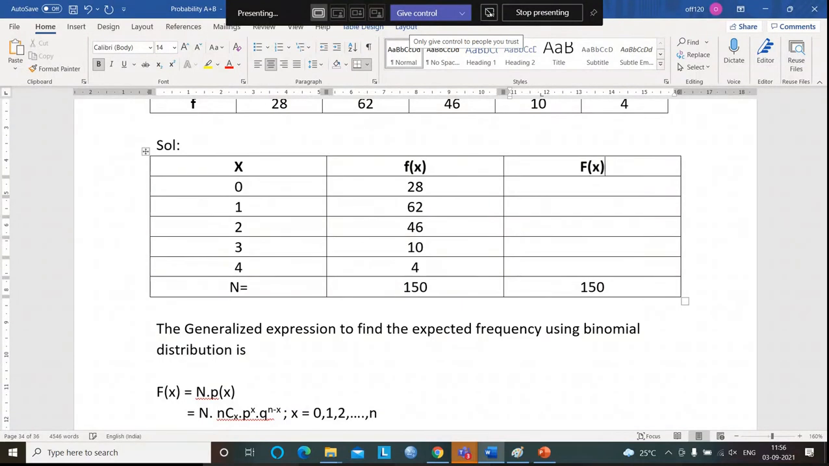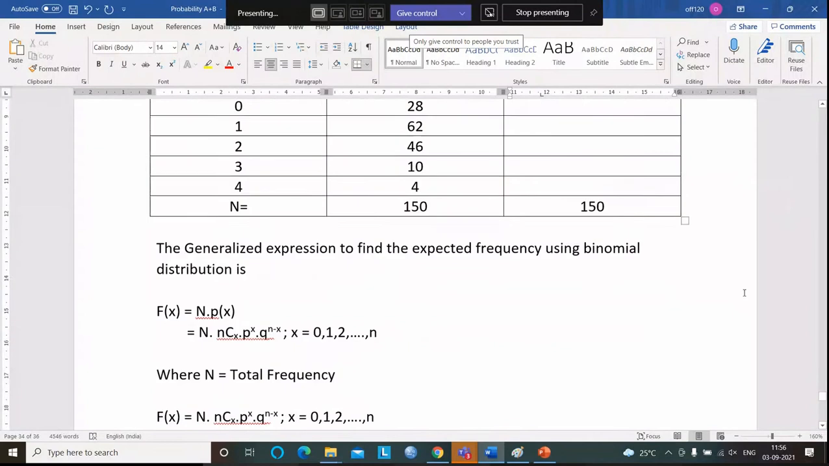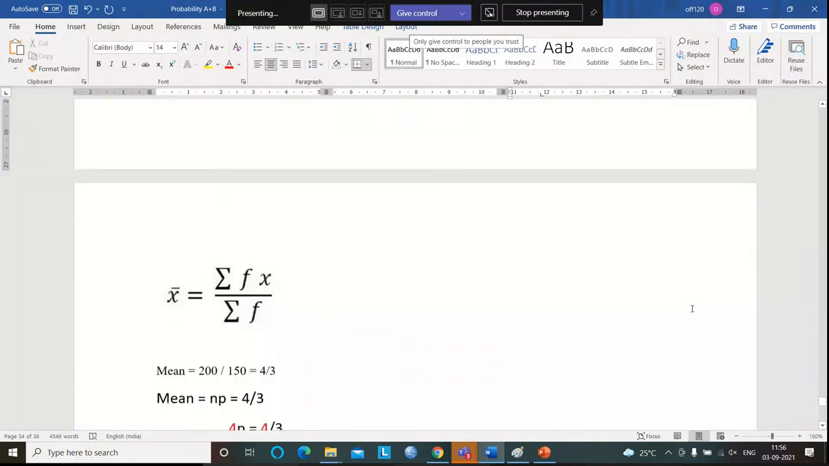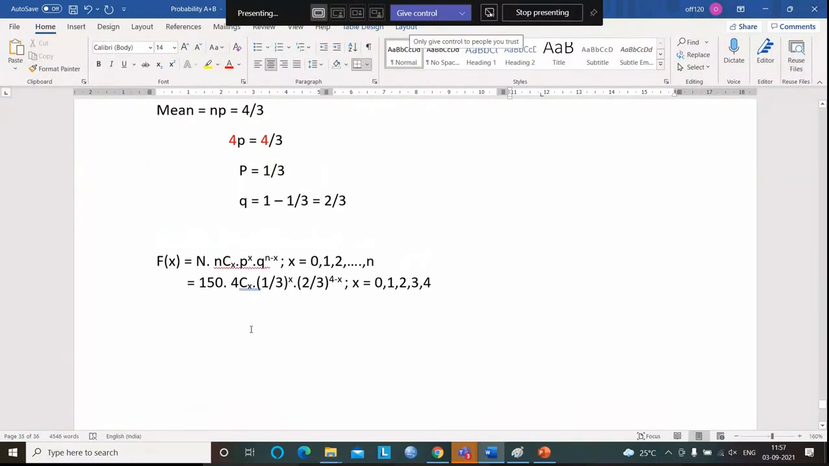What do you mean by x here? x is equal to 0, 1, 2, 3, 4. When x is equal to 0, what is the f of x value? 28. Now I'm going to find out capital F of x. That means I need to substitute x equal to 0, then I'll get the value over here. Where do I need to substitute my value? In this expression, because it is capital F.